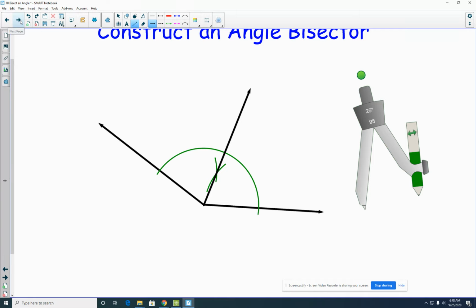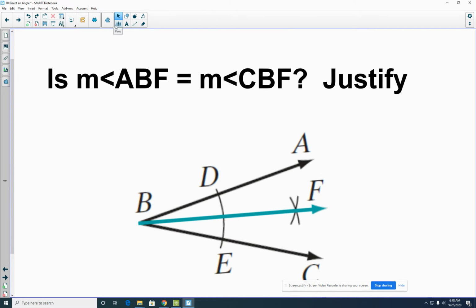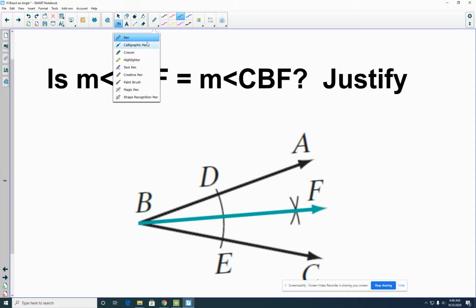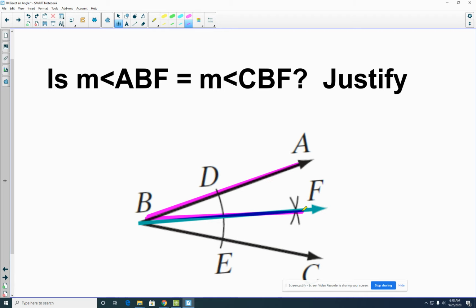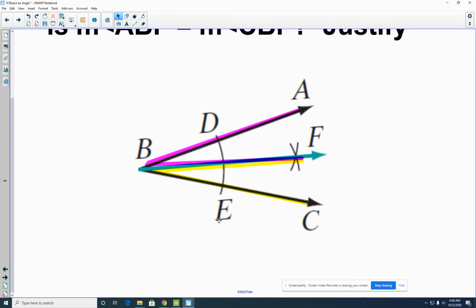Okay, so now let's look at the next question. And here it is. They want to know, is the measure of angle ABF equal to the measure of angle CBF? So essentially, are they equal? And if they're equal, or I should say, are they congruent? And if they're congruent, they're also equal. So let's go A, B, F, and then we have C, B, F. So are they equal? And you might be saying, well, I don't know. Look at the construction. What is this a construction of? It's an angle bisector construction. So we can answer this.